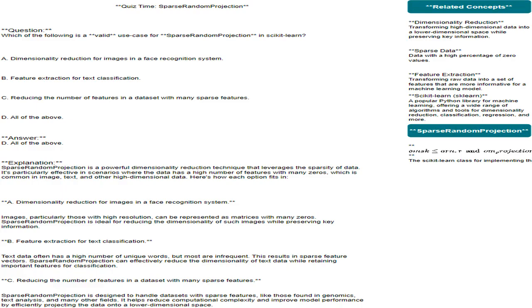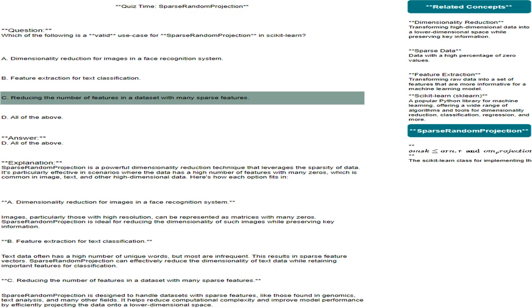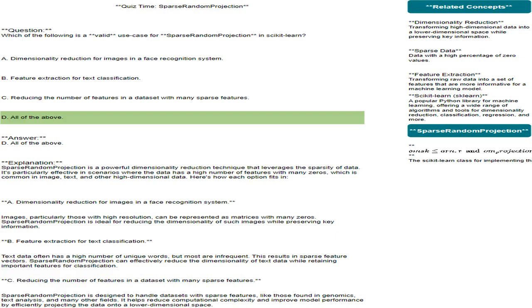Which of the following is a valid use case for sparse random projection in sklearn? A. Dimensionality reduction for images in a face recognition system. B. Feature extraction for text classification. C. Reducing the number of features in a dataset with many sparse features. D. All of the above.